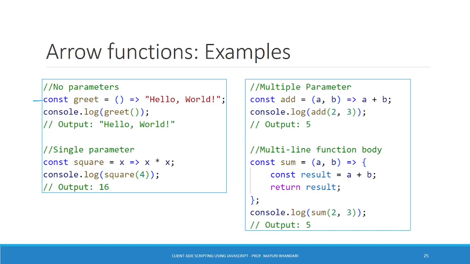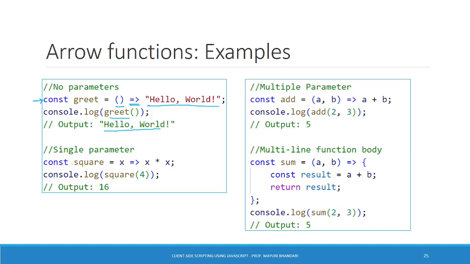Here we have defined one function called grid. The grid function has no parameters, so we have given empty parentheses followed by an arrow and then only one statement, that is hello world. So if your function has only one statement, by default it will be returned. So this hello world will be written when you call grid. If I say console.log grid, this will print hello world on the console.